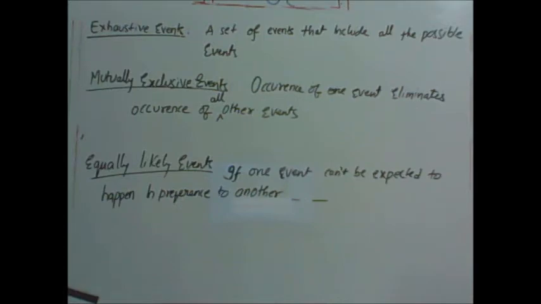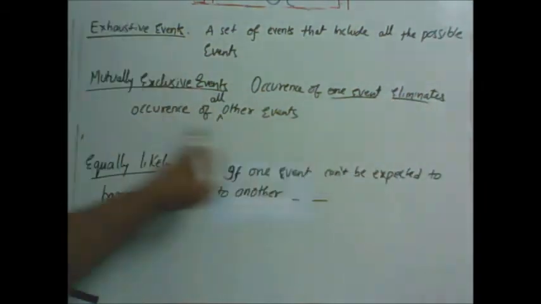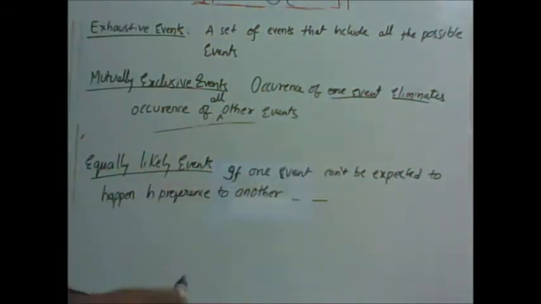Now mutually exclusive events. Here it means that when one event is occurring, it eliminates the occurrence of all other events. For example, when we are tossing a coin, either head falls or tail falls. When head falls, there is no chance that tail falls. And when we get tail, there is no head. It is never possible in general circumstances that both head and tail will fall at once. Only one of them falls. When one of them falls, the other cannot fall. So the occurrence of one event eliminates the occurrence of the other event.